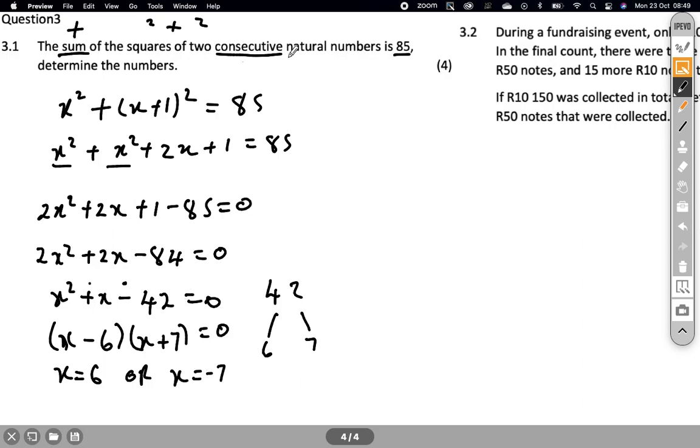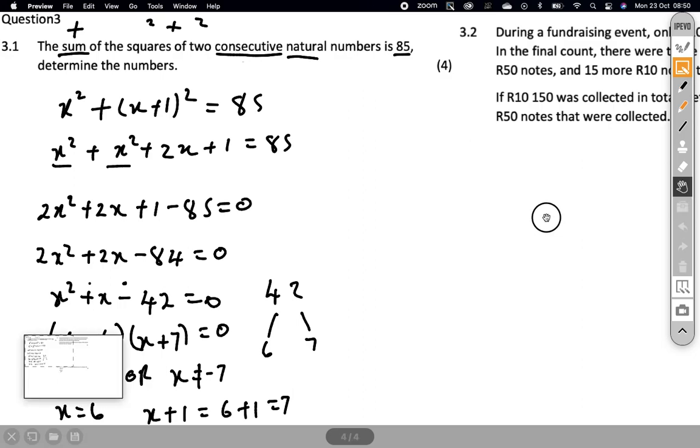Now remember, natural numbers are numbers from 0 to infinity, not the negatives. So it cannot be negative 7. So now if x is 6, then remember the consecutive term is x plus 1. So it would be 6 plus 1, which is 7. So those are the two numbers.